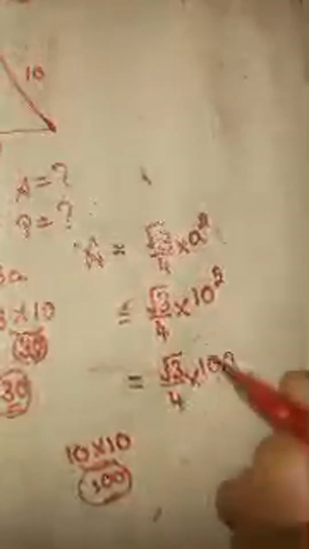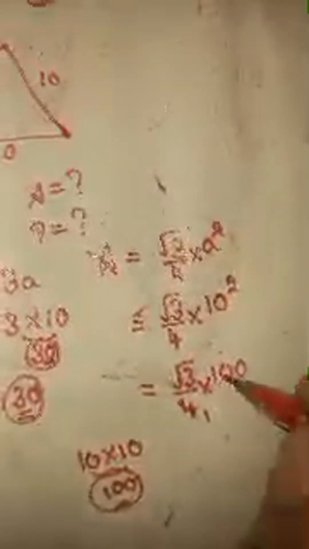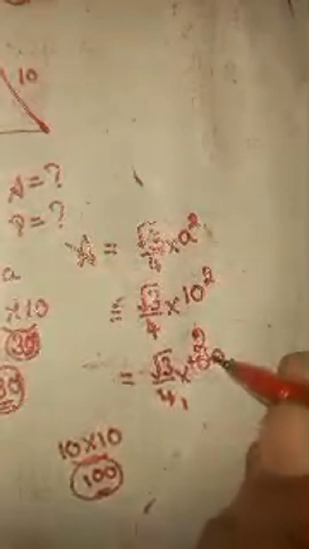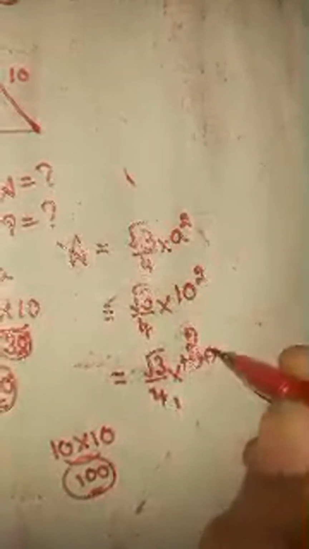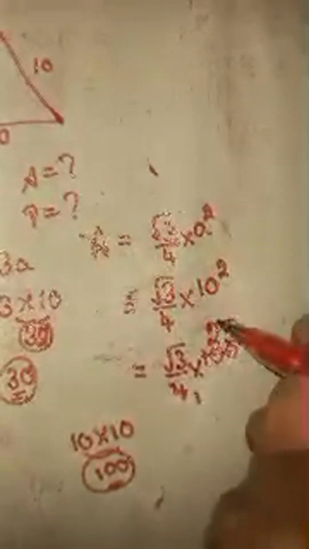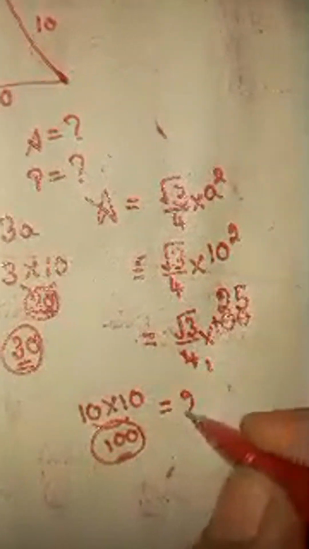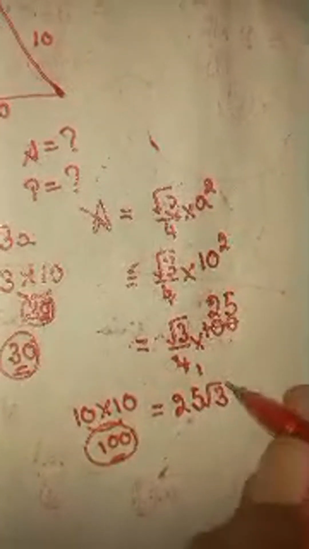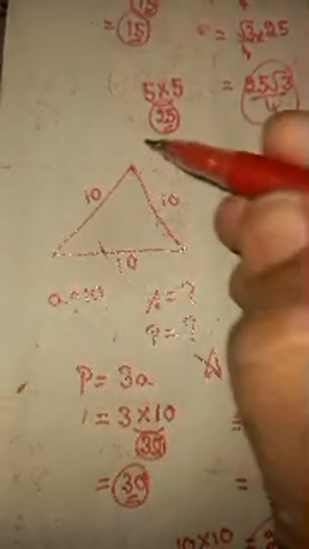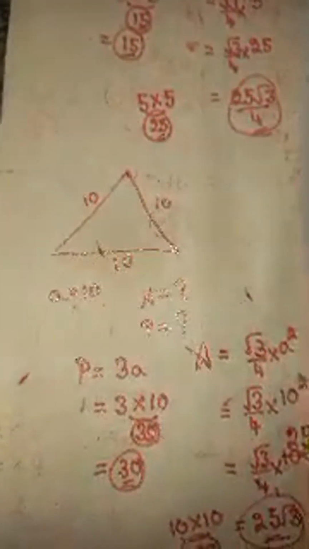Now you can divide the denominator and numerator. 4 1 times, 4 2 times 8, and 2 comes here 20. 4 5 times is 20. So 25 times root 3 becomes 25 root 3 square units. That is the area of this equilateral triangle.